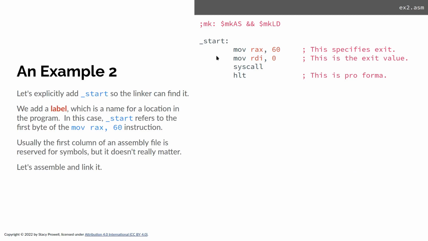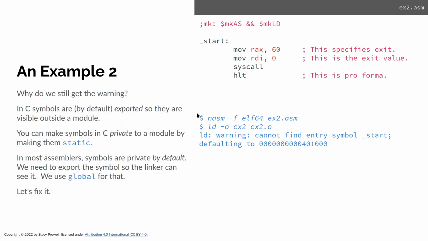So we can make things a little better by going ahead and adding a label. A label gives a symbolic name to the first byte of the following thing, whether it's data or instructions or whatever. So start, just like a label in your C program for goto, is a label for the first byte of this move instruction. So now we have _start in here. That's what the linker wants. We should be in good shape. So we link and it says, cannot find entry symbol _start. What? It's right here. It's right here.